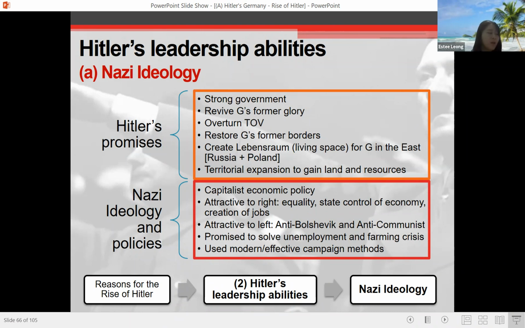Some of the sources that you've looked at mention that the Nazis and the communists would go out on the streets and fight each other, right? So this was something that the Nazi Party really promoted, that they were anti-communist, and they also promised to solve unemployment and the farming crisis, and to use modern effective campaign methods. We will talk about this later when we look at one of the last factors, which is the reorganization of the Nazi Party.